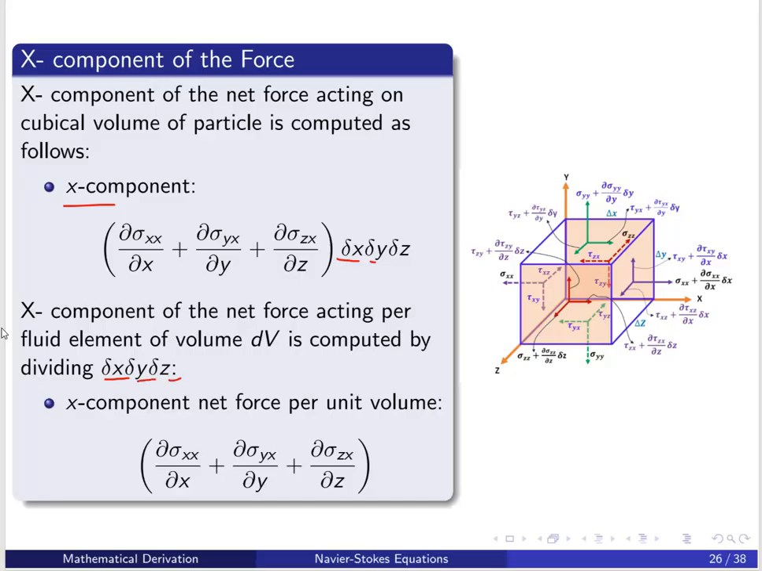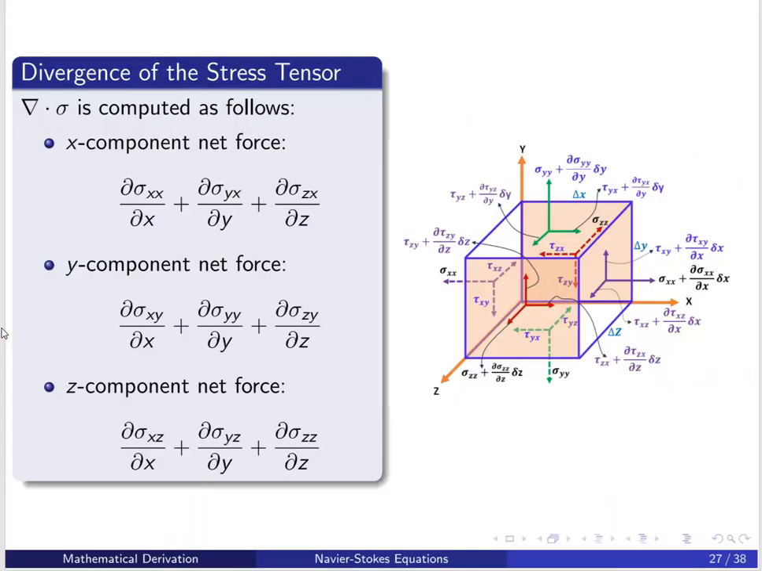So the x component of the net force per unit volume will be ∂σxx/∂x + ∂σyx/∂y + ∂σzx/∂z. So we'll get the x component. Similarly, we can calculate the y component and z component.